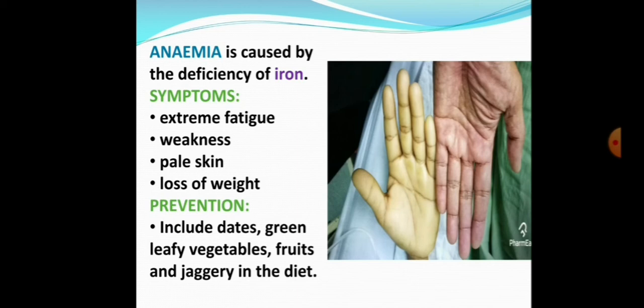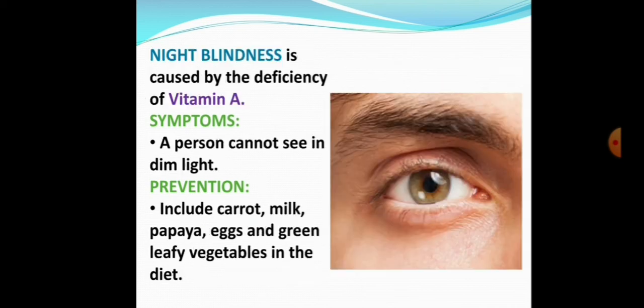Now, prevention. How can we prevent anemia? We should include dates, green leafy vegetables, fruits, and jaggery in the diet, because they are very good sources of iron. So, we should include these things in our diet.